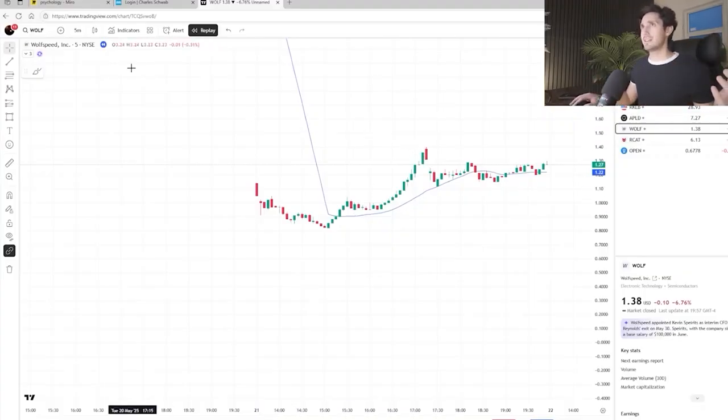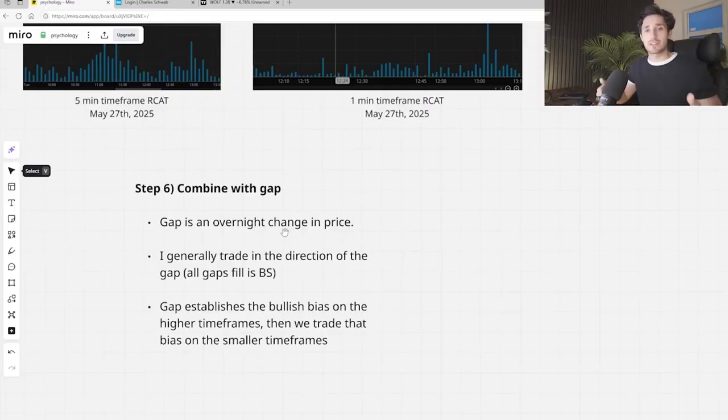So the idea here is we use gaps to set the bias, and then we trade that bias via the breakout or breakdown on the intraday time frames.